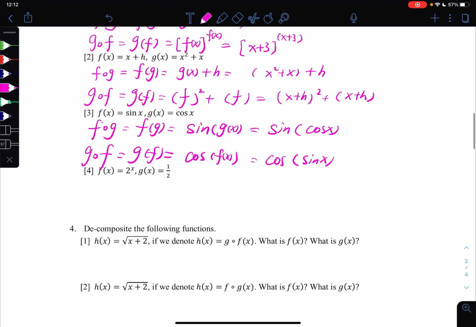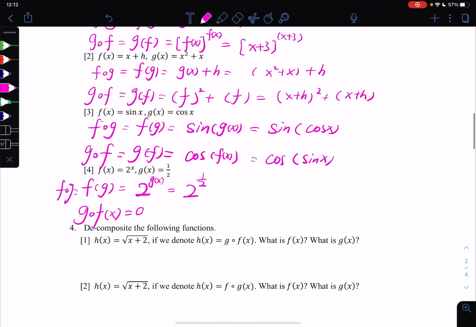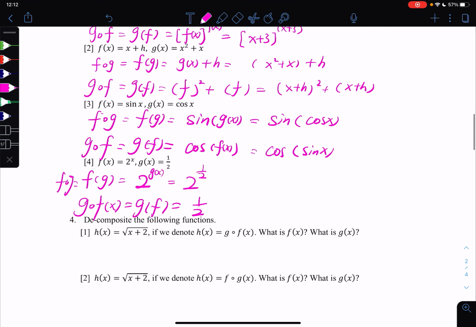The last problem we have here, if you have f composite with g, it means you throw the x away, you write g at the position of f, so it's 2 to the power of 1/2. If it had been the other way around, you are trying to change every single x you see in the g function into f. Unfortunately, I didn't see anything, so this is what I'm supposed to get.